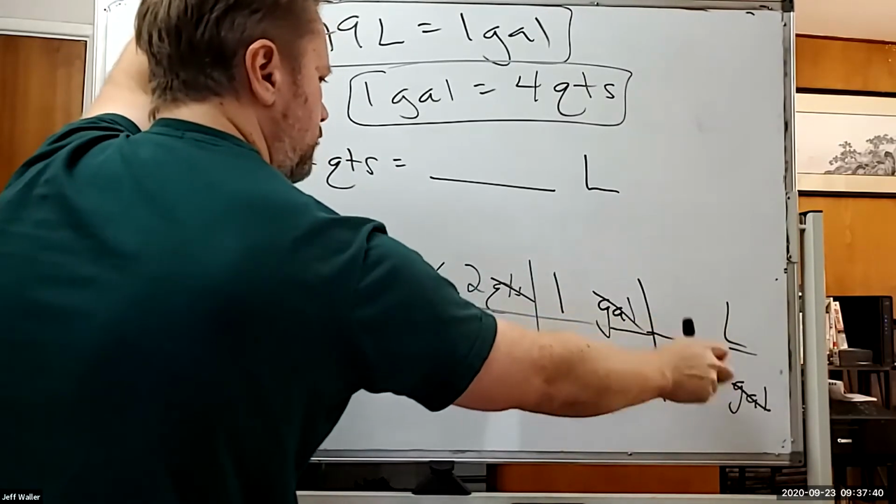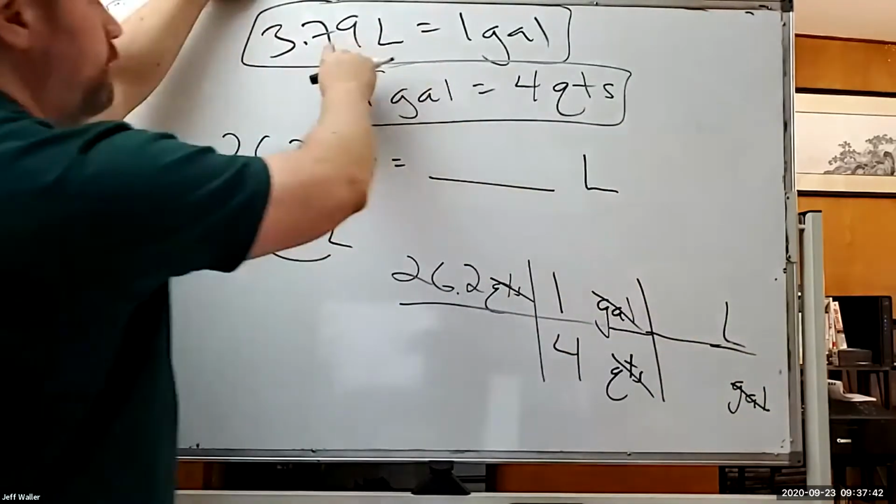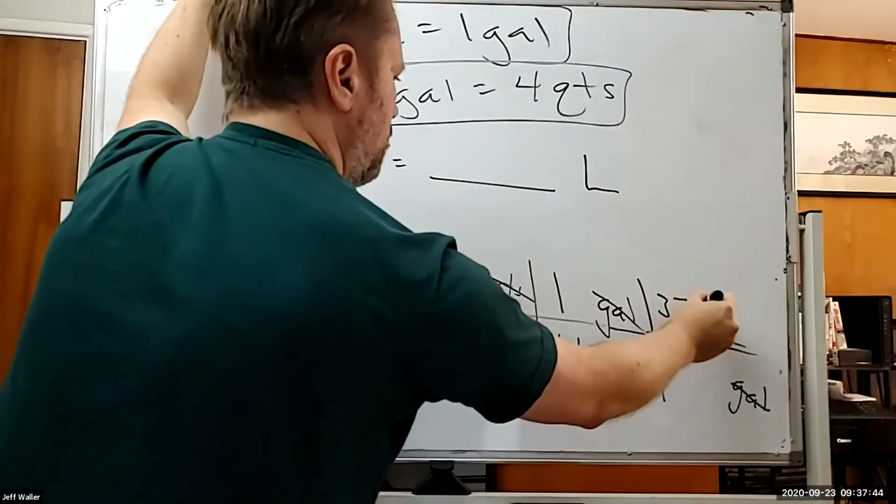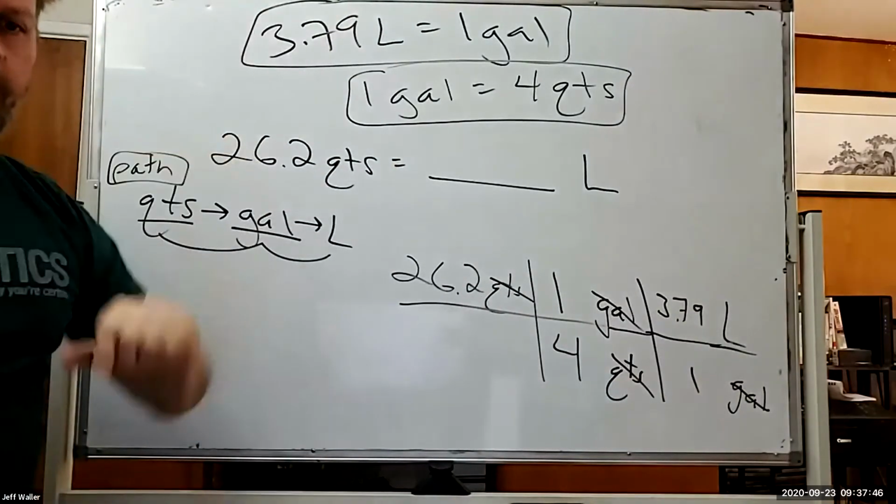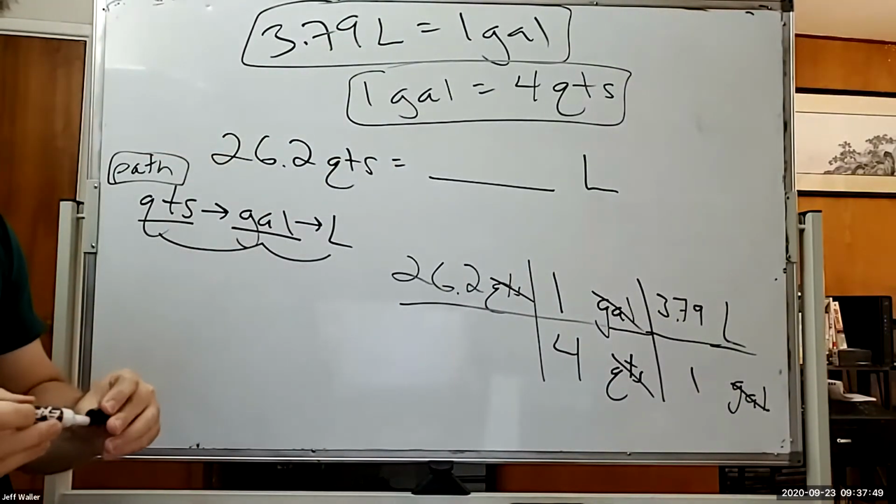3.79. Yeah, it's true about liters and gallons. 3.79 liters is 1 gallon. All right, well, I'm going to let you absorb that.